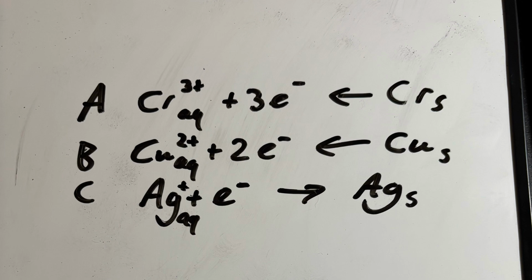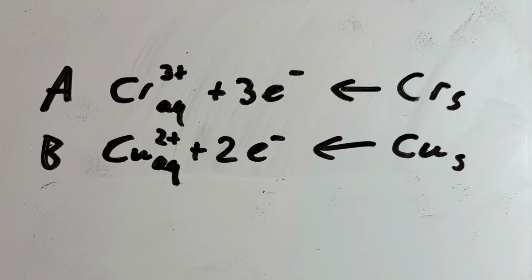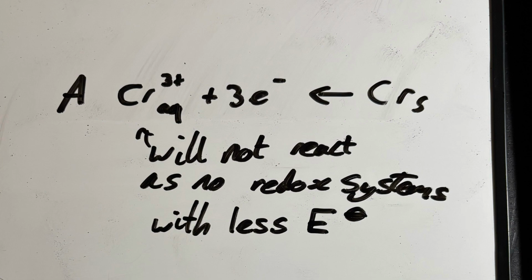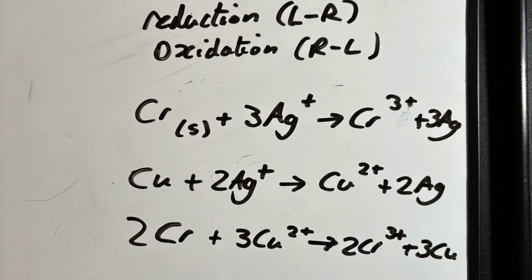So in this C, silver has the highest electrode potential value and so has a greater tendency to be reduced. So because it is an oxidizing agent, it will react with the reducing agents on the right hand side of systems A and B. So the silver ion will react with the chromium or copper atoms. So now we need to compare A and B, and copper has the higher tendency to be reduced, and so the oxidizing agent would react with chromium. And the chromium ions won't react because there's no redox systems with less electrode potential. So, remembering our convention that reduction is left to right and oxidation is right to left, we can write out what happens. So, chromium reacts with silver and copper reacts with silver.